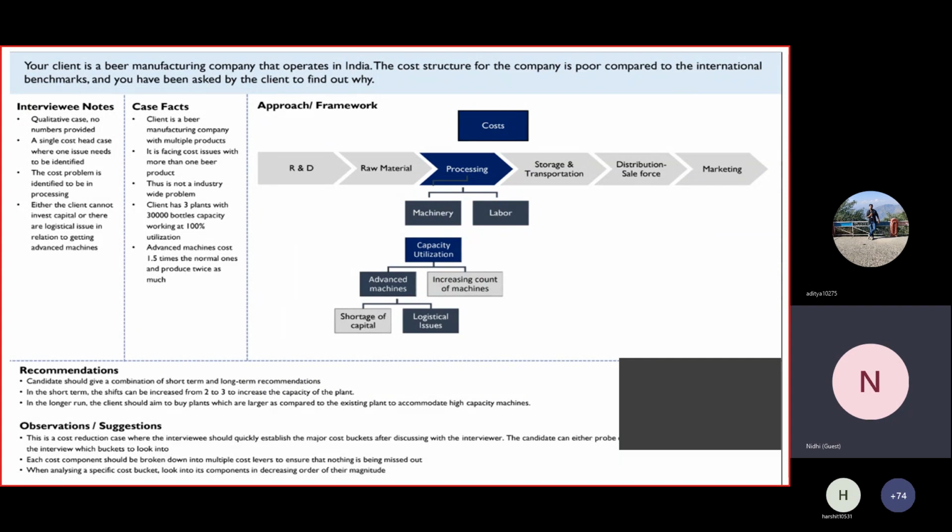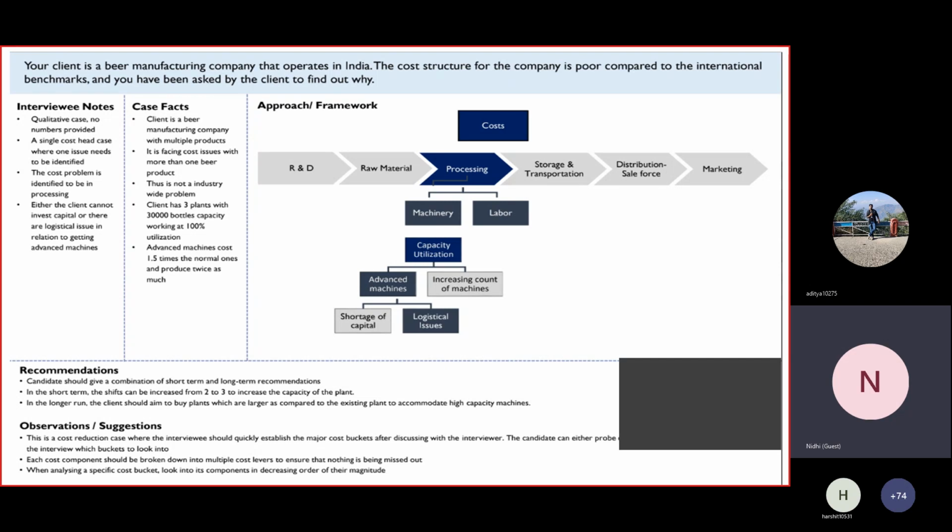Instead of this, when you are starting with the problem statement, you can just say, sir, to be on the same page, I am just reiterating the problem statement: our client is a beer manufacturing company operating in India, and there is some problem with the cost structure and we need to find out why. Now, I will take some time to think about the clarifying questions, and then I'll come back to you with them. Take time. That's what I've been telling everybody, take time if you want to, but don't come up with anything and everything that comes to your mind. Take some time and think about the clarifying questions first, because clarifying questions are very important. They eliminate a major segment of the things that you are thinking about.